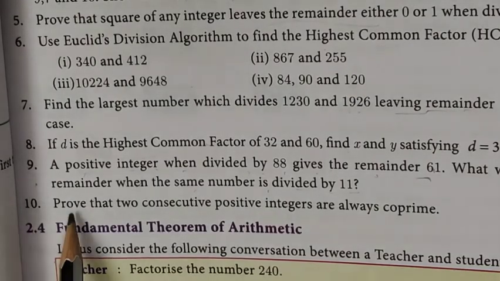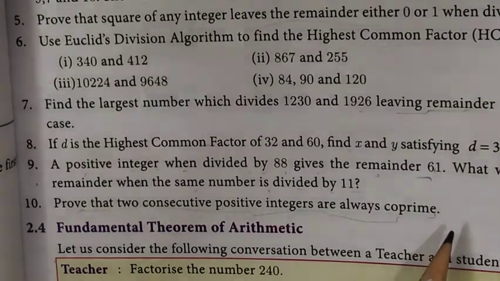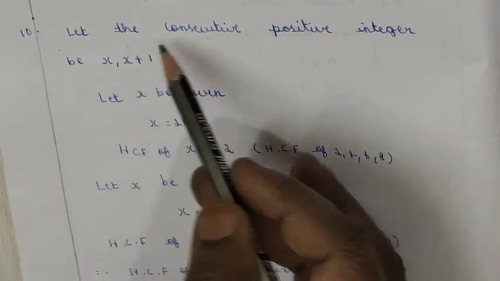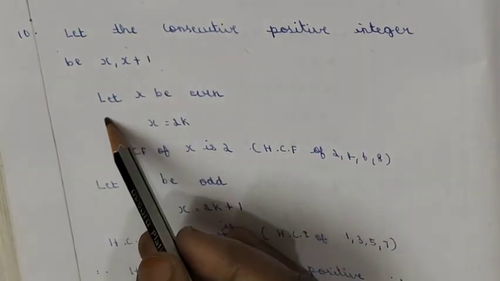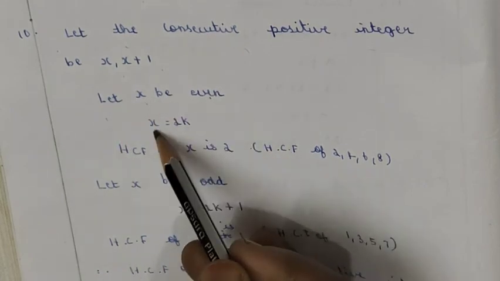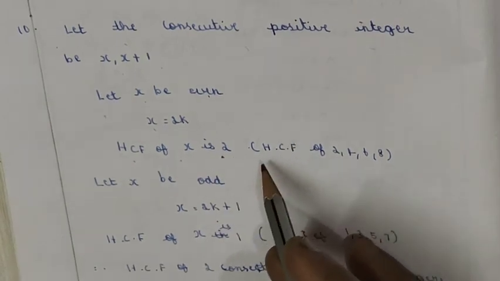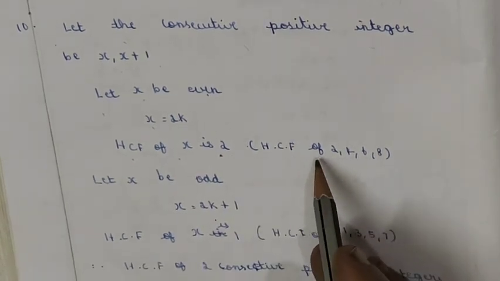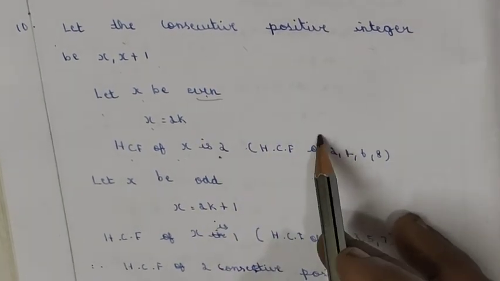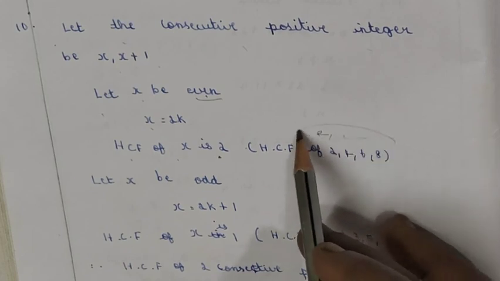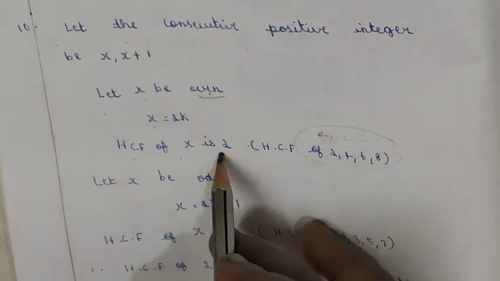Tenth sum, prove that two consecutive positive integers are always co-prime. Let the consecutive positive integers be x, x plus 1. Now if x is even, x equals 2k, HCF is 2. Why? Because it is divisible by 2. Even numbers are multiples of 2, 4, 6, 8. All the numbers are commonly divisible by 2. So HCF of even numbers is 2.